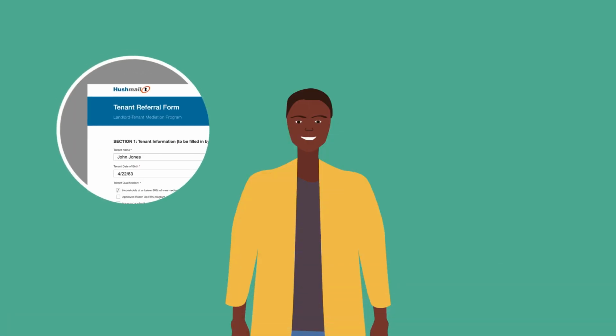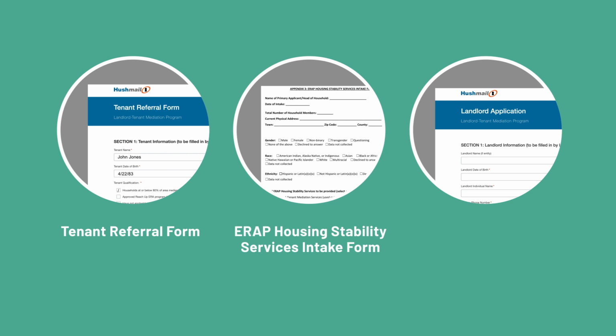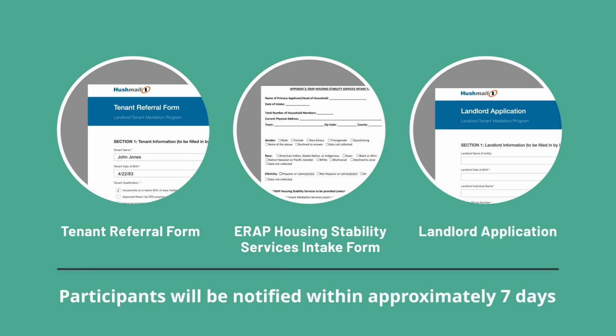When an application has been submitted by either party, the mediation program manager will reach out to the other party to provide them with the proper forms and discuss the program. Upon the completion and submission of the tenant referral and ERAP Housing Stability Services intake form, as well as the landlord application, participants will be notified within approximately 7 days if their request for mediation is approved.